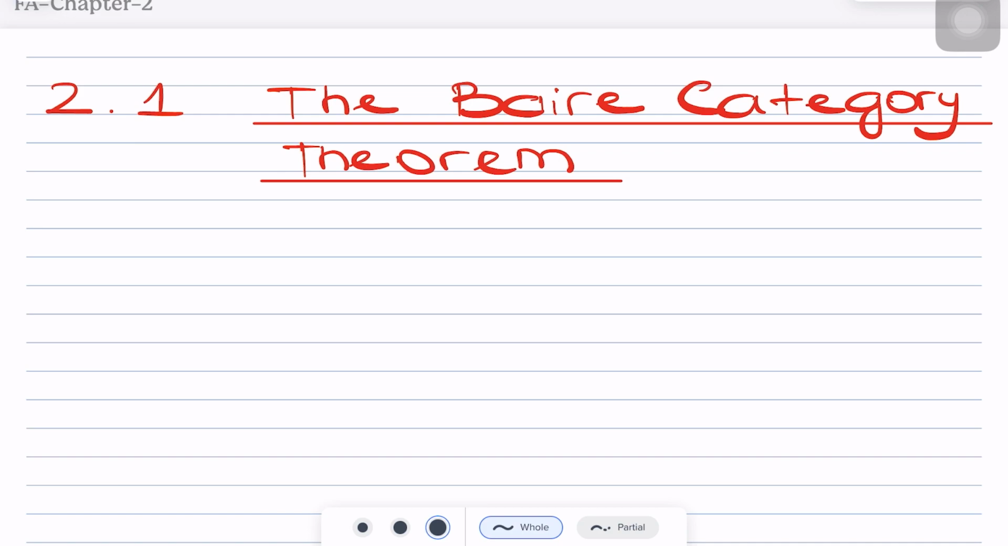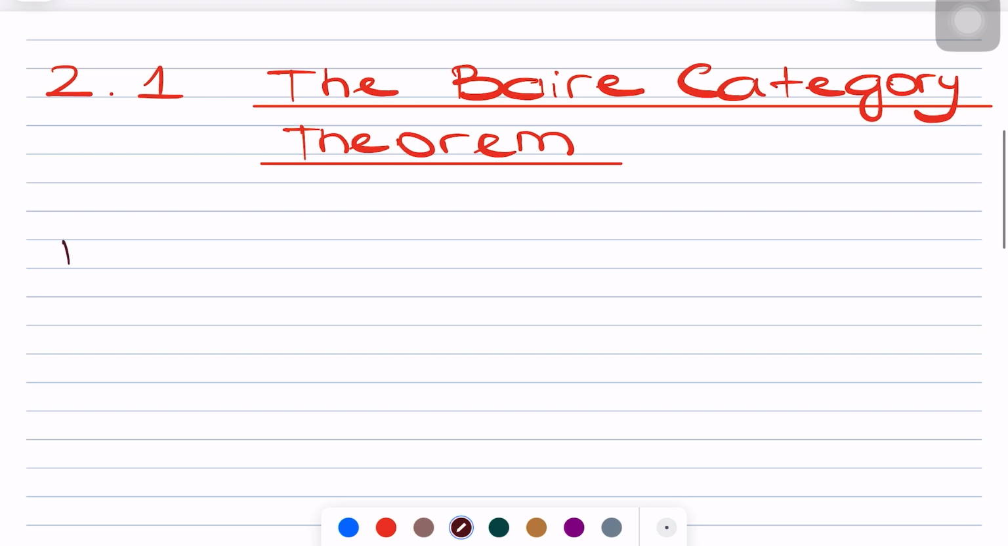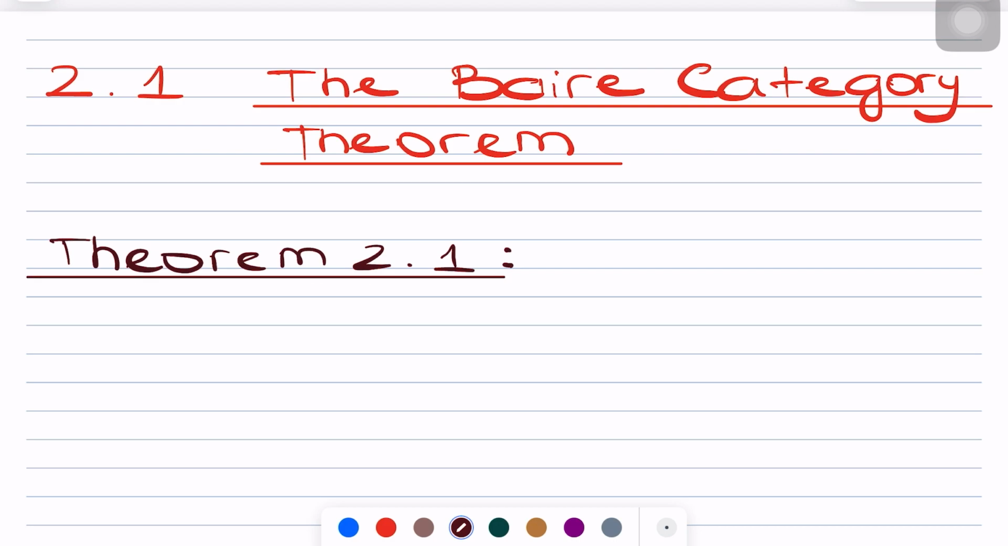And as a little teaser, we will talk about the uniform boundedness principle in the next video. So we start right away with the theorem itself. Theorem 2.1. This is the Baire category theorem itself.